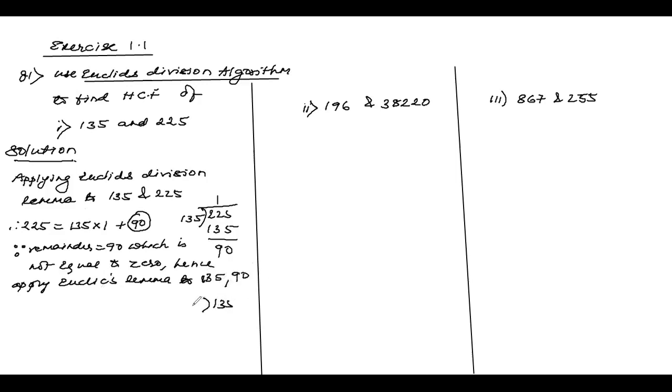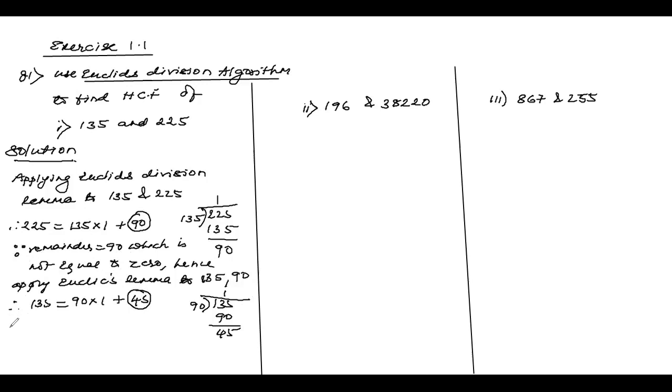135 divided by 90. So what do you get? 1's are 90. So you get 45. So what do you get, children? Again, you get therefore 135 is a bigger number, which is a divisor. 90 is a divisor into 1 plus 45. Again, what is the remainder here, beta? Again, remainder 45 which is not equal to 0.